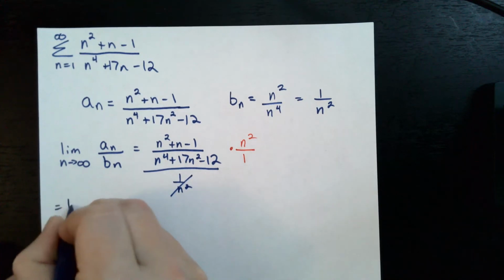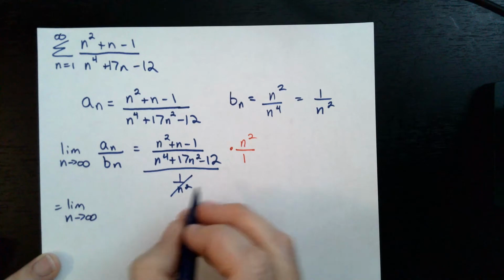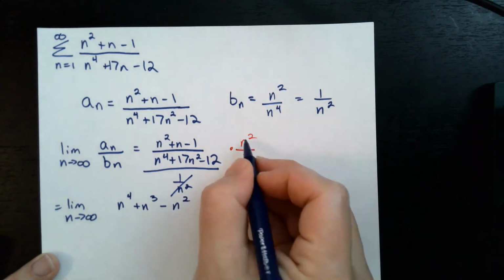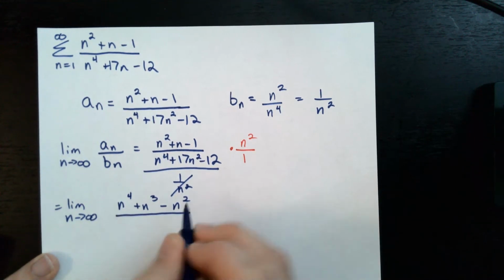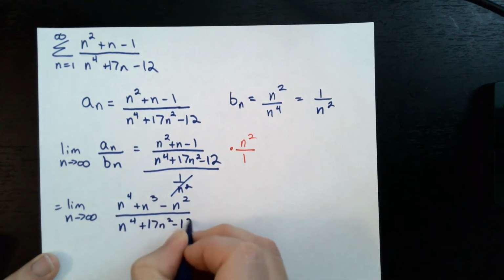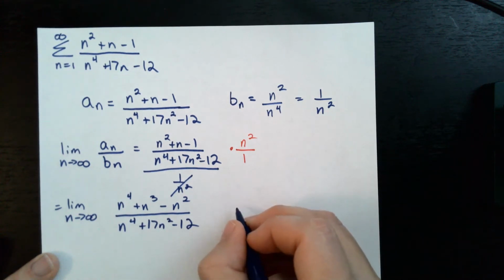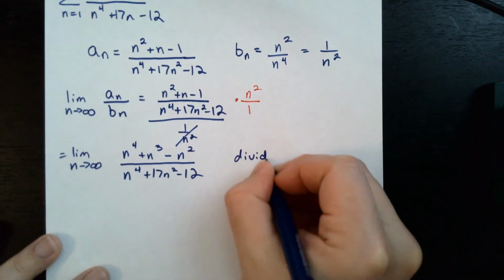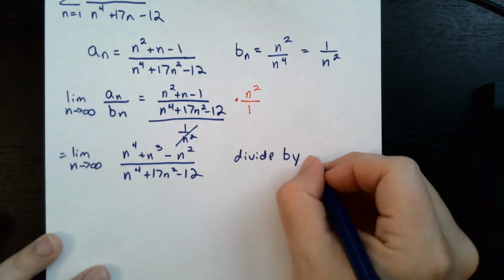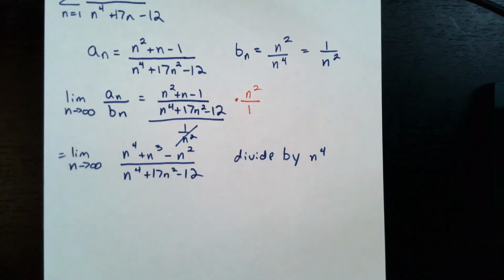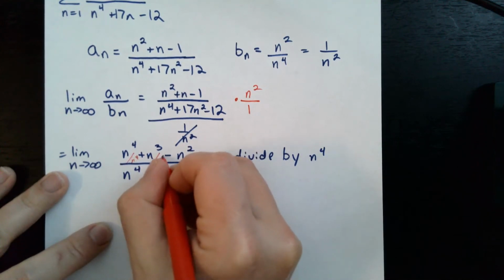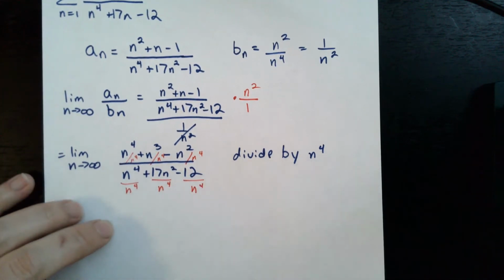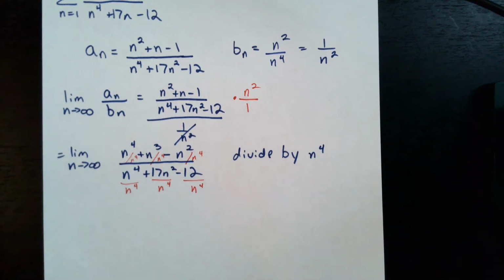So that becomes the limit as n approaches infinity of, and let's multiply it straight through, so the top becomes n to the fourth plus n to the third minus n squared. So I'm distributing the n squared to each one of these terms on top. The denominator stays the same, n to the fourth plus 17n squared minus 12. Now what I'm going to do is divide by the highest power on both the top and the bottom. So they both have an n to the fourth. Each one of these terms is going to get divided by n to the fourth, and we will reduce in our next step.